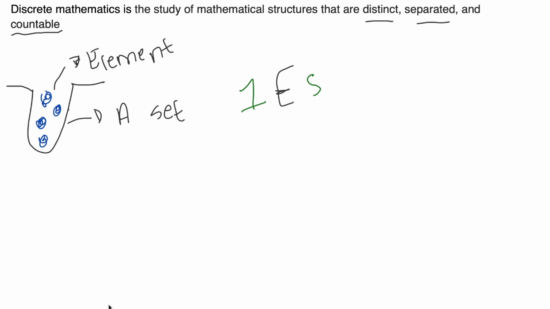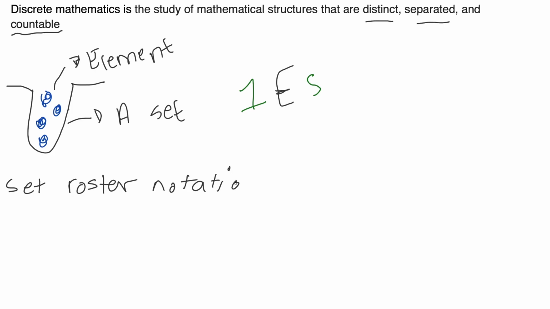Now that we know what a set is and what an element is, we can talk about the way we can write a set down. And there are 2 ways we can write a set. The first way is known as the set roster notation. So let's talk about that. The set roster notation.